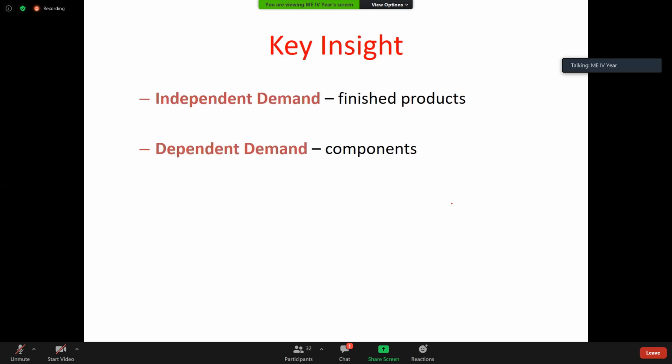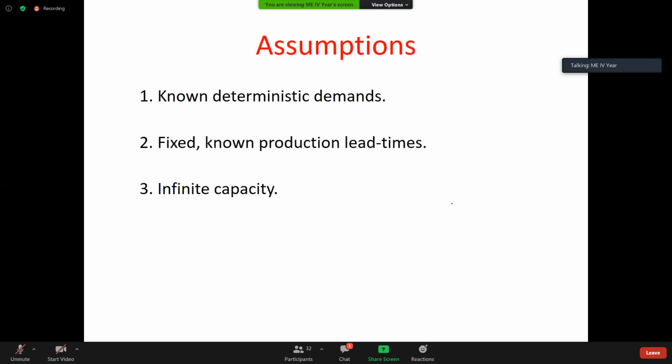The key insight is independent demand, that is, the finished products, and we can achieve that through MRP. And dependent demand is for components. The assumptions we make here are known deterministic demands, fixed known production lead times, and infinite capacity. But practically, all this will not work out. These are all assumptions to solve the problems now.